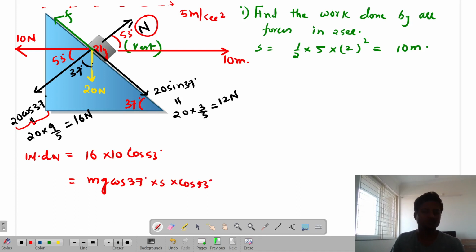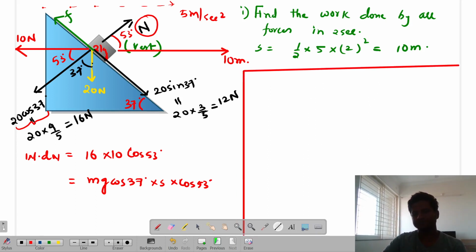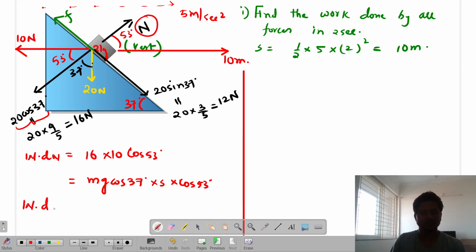Are you able to get me or not? So this big equation gives the work done by the normal. Put the values and you'll get the work done by normal. Next, work done by mg: this mg is perpendicular to my displacement, so it will be equal to 0. Is that clear?